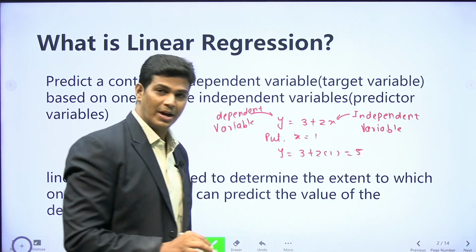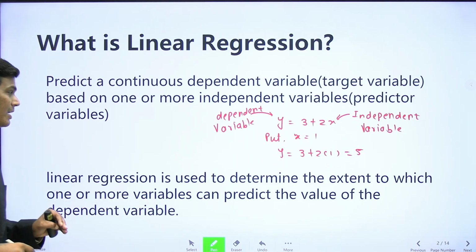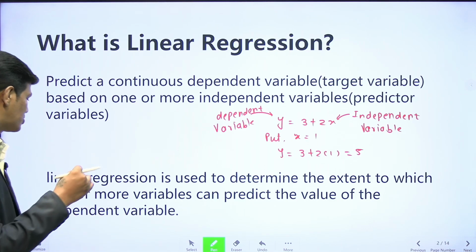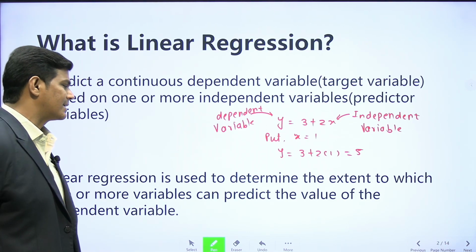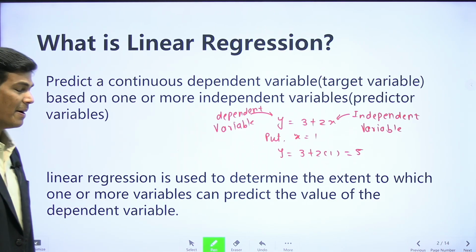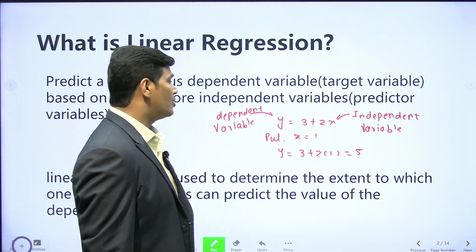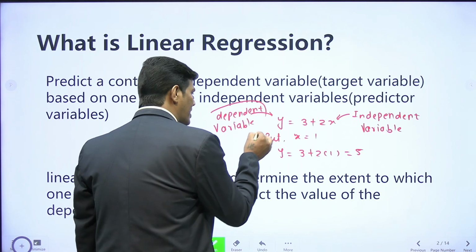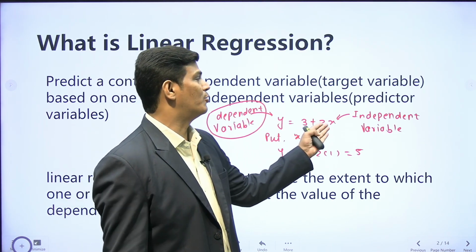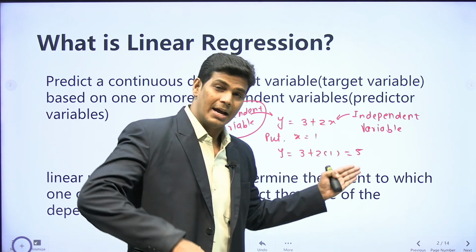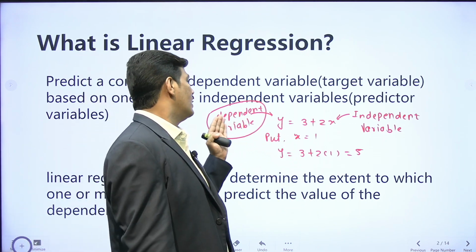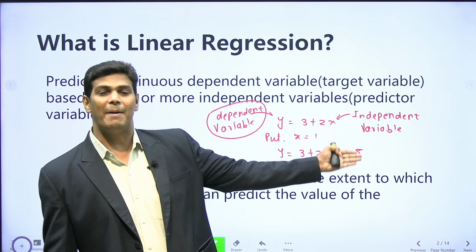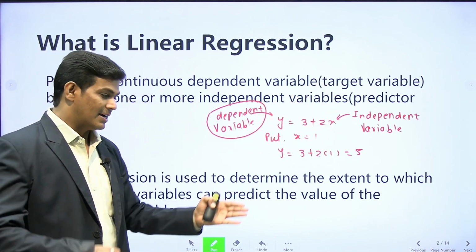Now we understand exactly what is the meaning of linear regression. Linear regression is used to determine the extent to which one or more variables can predict the value of the dependent variable. Whenever you are calculating the value of a dependent variable, it may be possible you are using only one independent variable. It may also be possible your dependent variable is dependent on multiple independent variables.